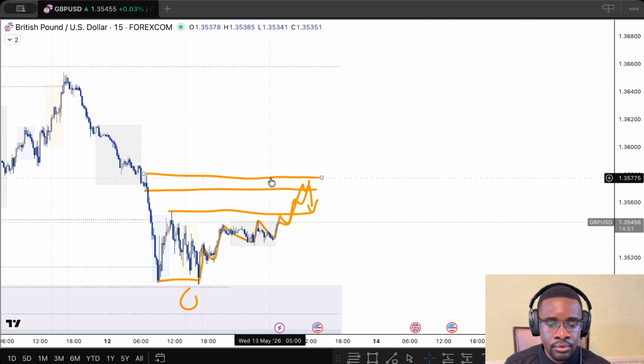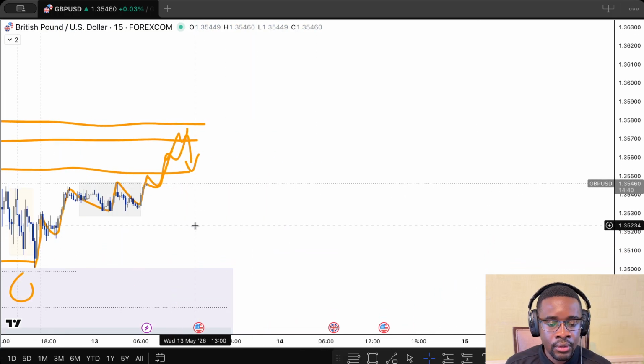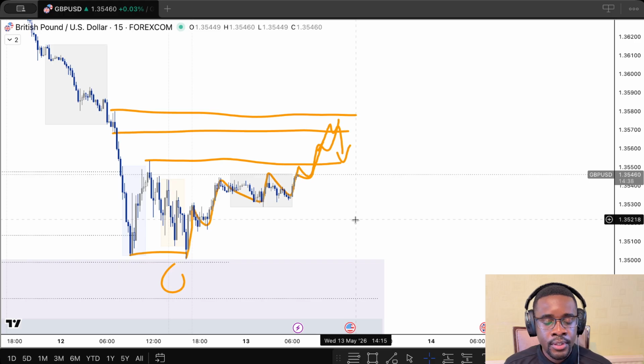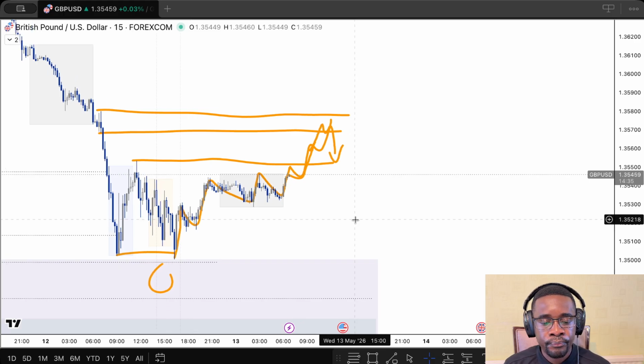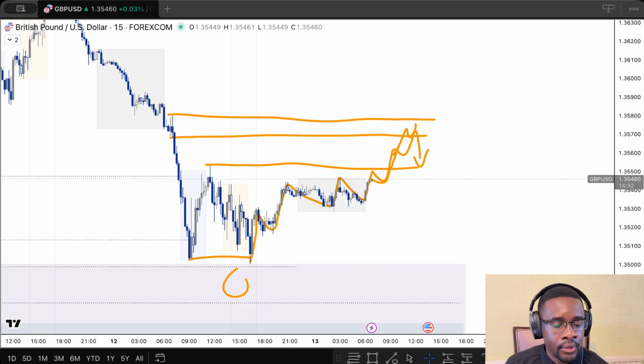Today there's no structure really that's clear, so we'll just wait and see, or at least work within the parameters of anticipating what price could possibly do. Okay, so those are my trade ideas for today, or at least my read on the chart today.